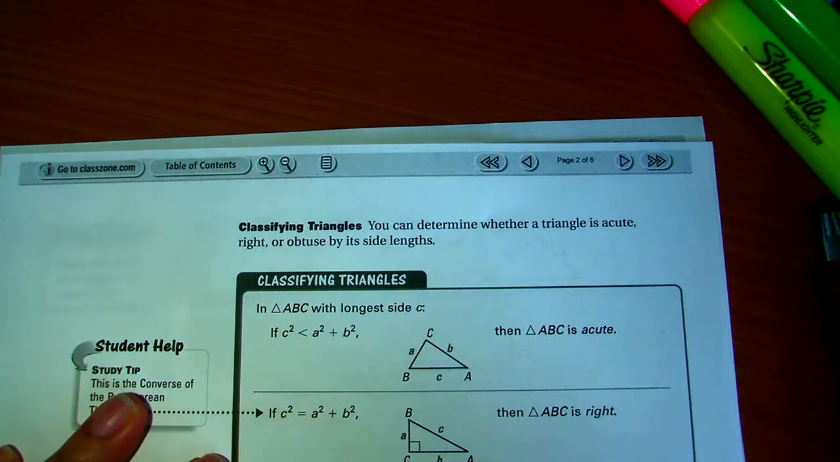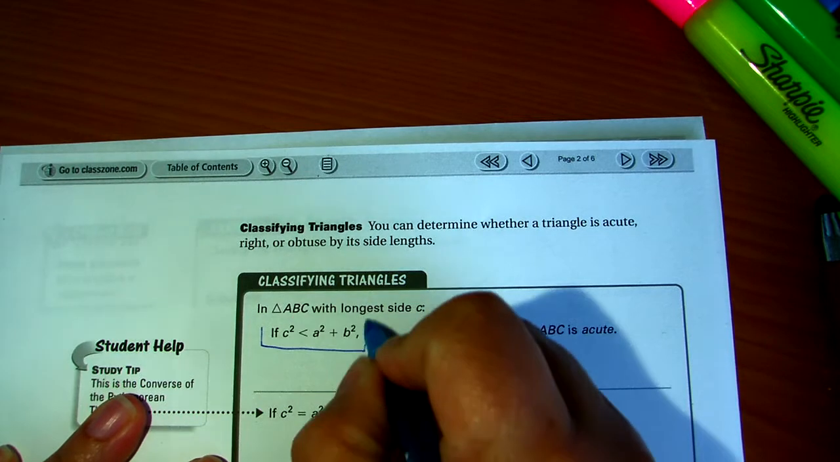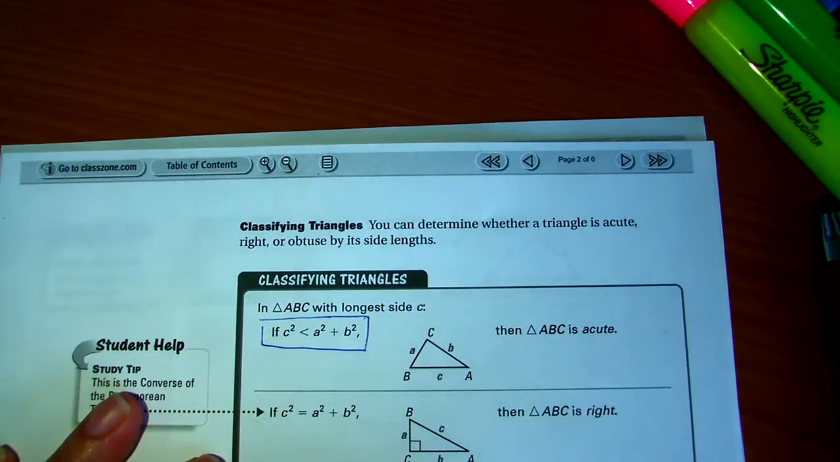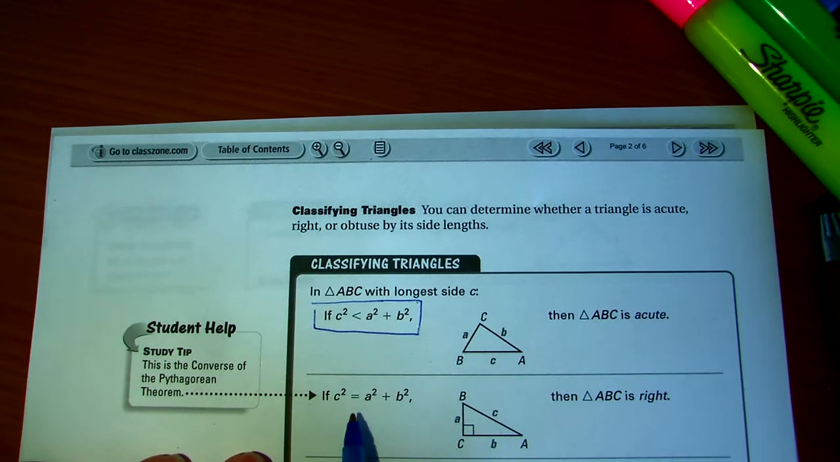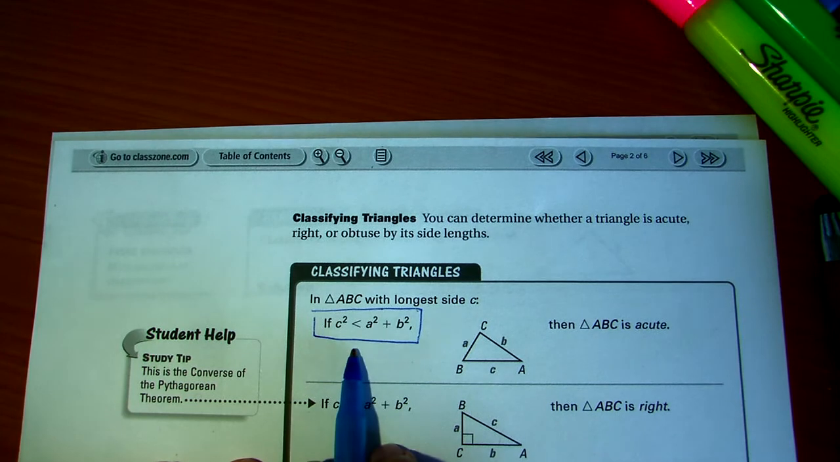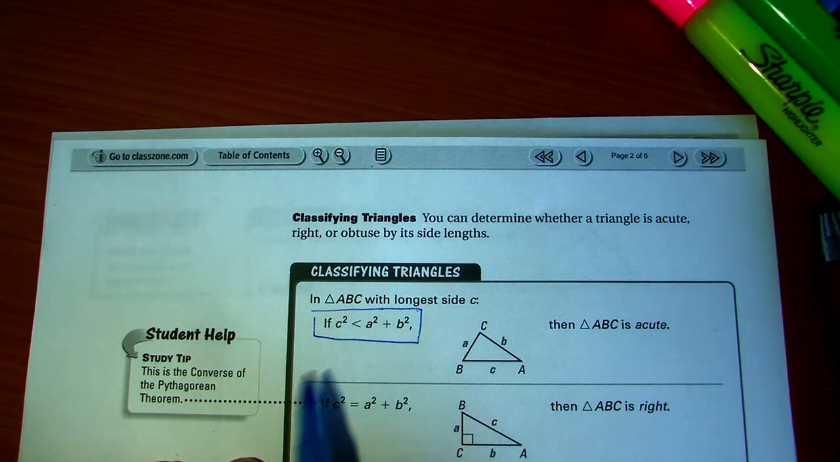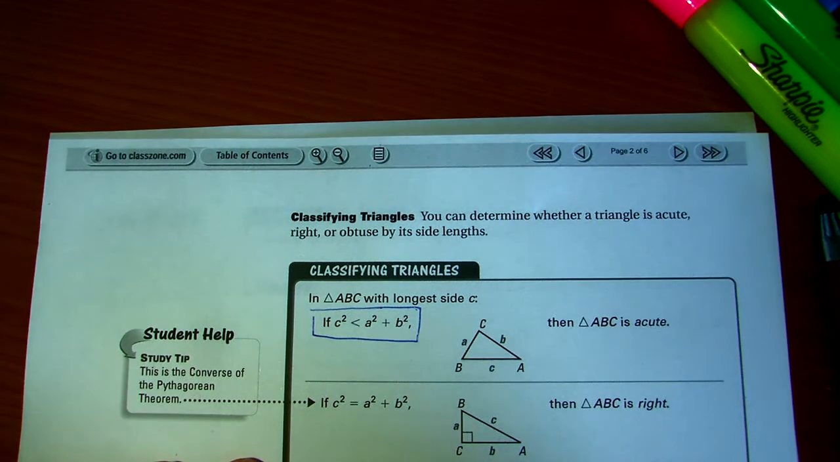So these are the rules for classifying triangles using the Pythagorean theorem, or the converse of the Pythagorean theorem. This was one of the last topics that we covered, so we're going to do this again, and from here we're going to start with a little bit of trigonometry.